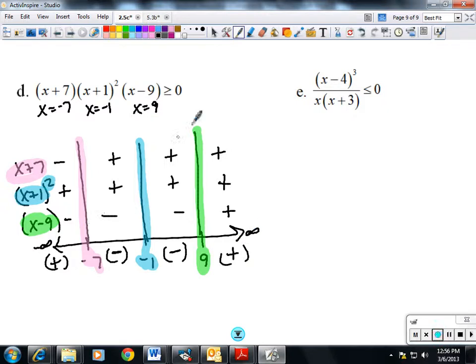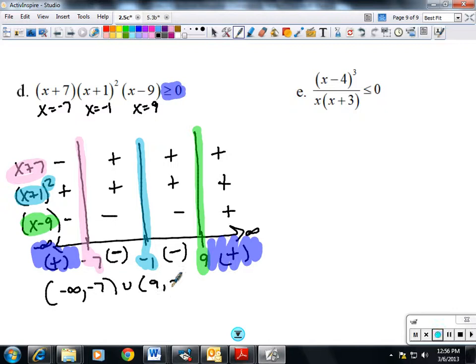This is negative infinity. What answers do I want? I want greater than or equal to 0. That's a little bit different. Equal to 0 means I'm going to use brackets instead of parentheses. I want positive answers, so I want here and here, and that's it. So it's just from negative infinity to negative 7, 9, infinity. What did I not do? Brackets.